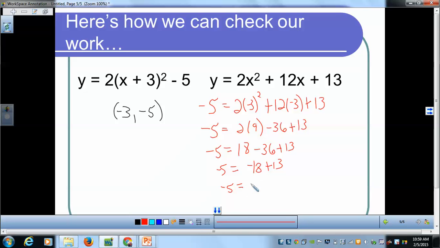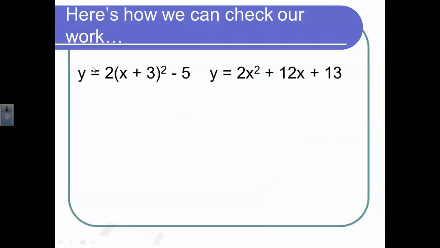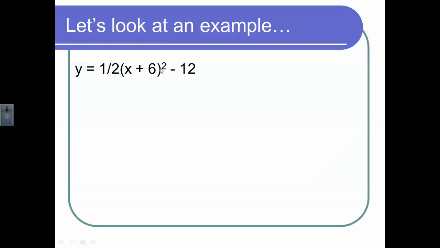And so if we just keep working through this, we get to this, and this is a true statement. So what we know is that this point is in fact on our form here. So we must have done something correct there. All right, so let's look at one more of these. Here we go again.